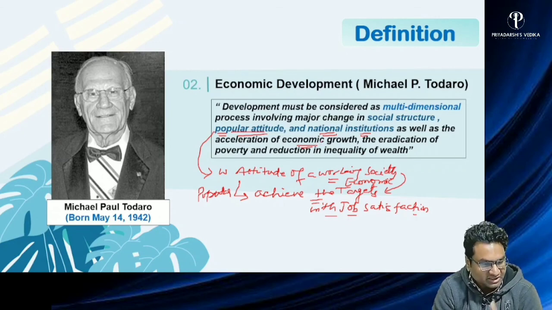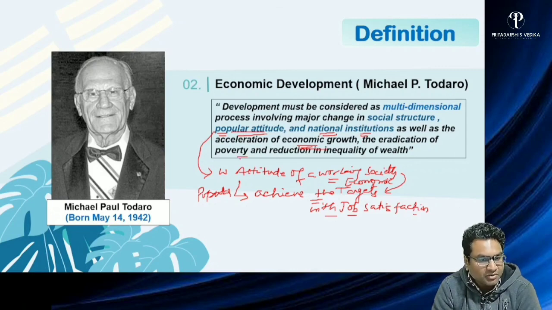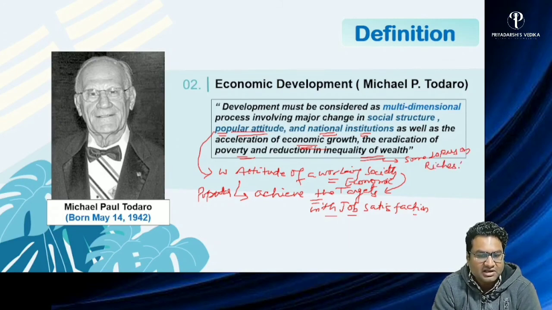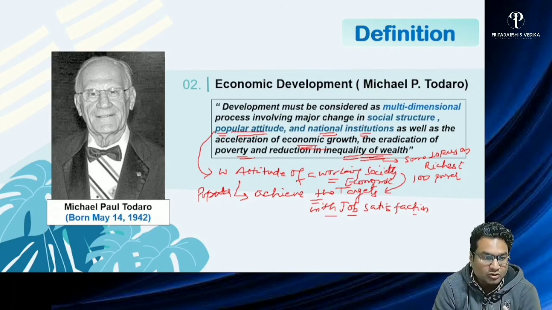See, economic growth should be there because there should be better production, there should be betterment of facts and figures, and at the same time there must be eradication of poverty and inequality of wealth. Development does not mean that some 10 persons have become the richest and some 100% have become poor. So what he's talking about is that inequality of wealth should not be in the society. Wealth should be equally and evenly distributed in the population. That is the motto of economic development.